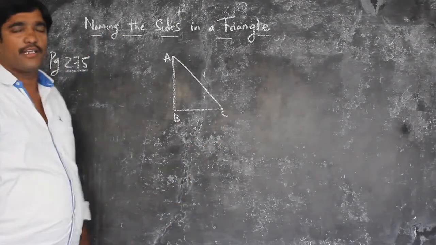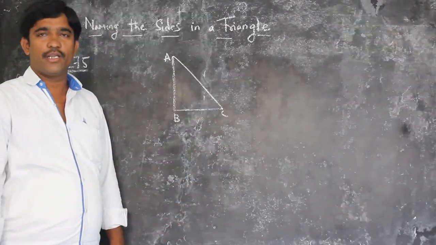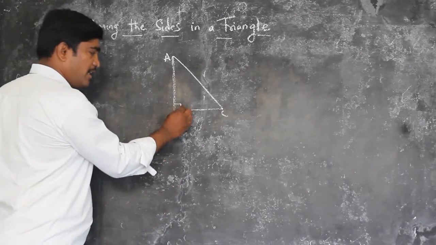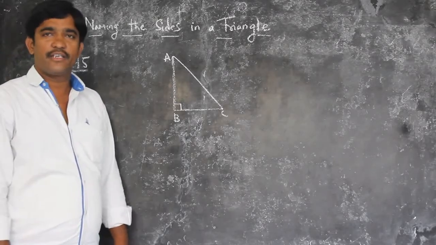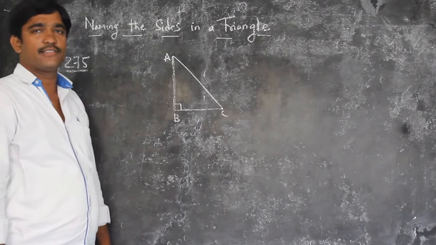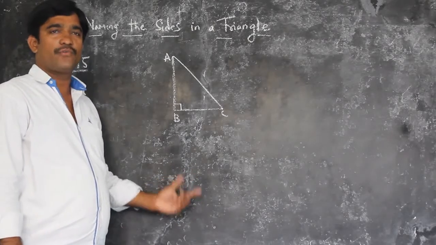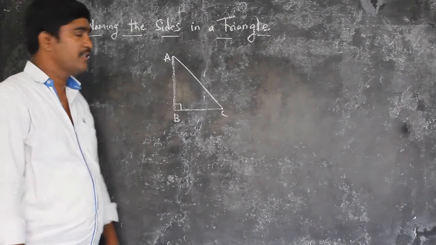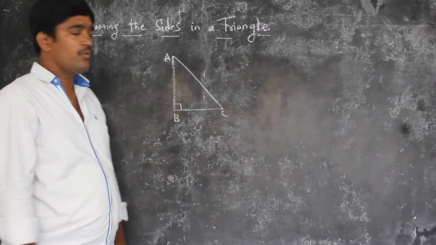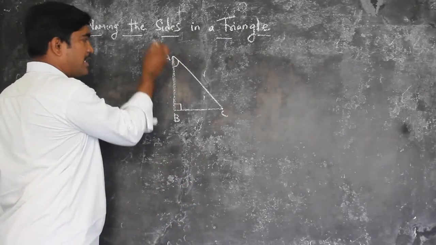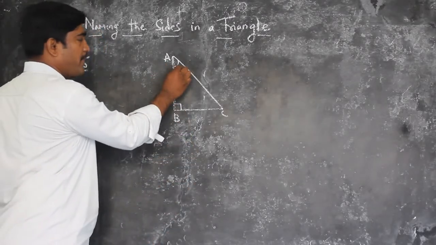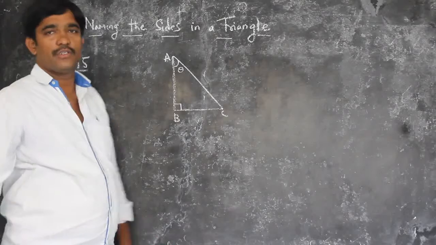Now we know a right angle triangle has 90 degrees at one end and the other two acute angles at the other two ends. Let this be the angle where it has 90 degrees, and A and C are the two other acute angles. In a right angle triangle, we know the sum of all the angles is equal to 180 degrees. Now how do we name the sides of a triangle? If I consider the angle is present at A, I will assume that angle as theta.